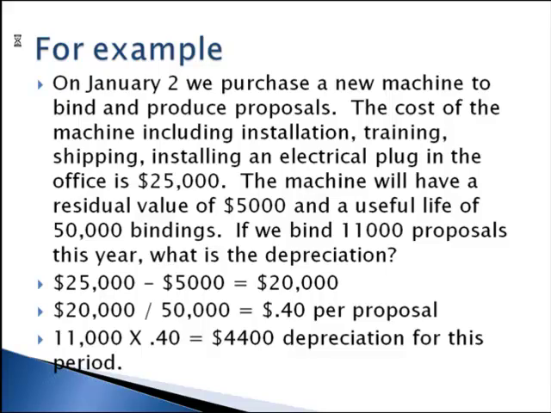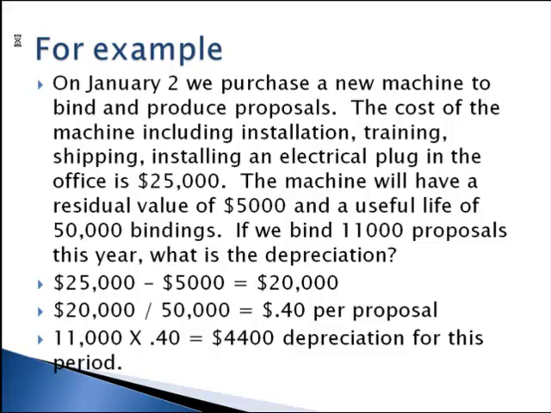And now we take that depreciable amount and we divide it by the amount of usage that this machine is going to provide to us. In our case, 50,000 bindings. So 20,000 divided by 50,000 shows us that we can write off depreciation of 40 cents for every proposal that we end up binding in this accounting period. And then we're also told that in this particular accounting period we bound 11,000 proposals. And so we simply take the actual number of proposals that were bound times our per proposal binding rate, which is 40 cents, and we come up with the amount of depreciation for this accounting period to be $4,400.